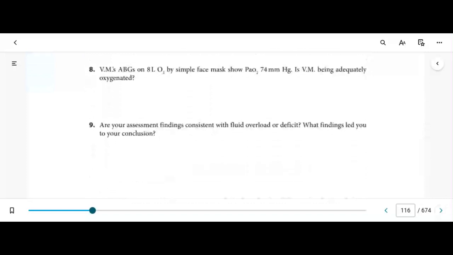Okay, number 8. He's got his ABGs on his 8 liters by simple face mask. The PaO2 is 74. Is he being adequately oxygenated? Nope, not quite.